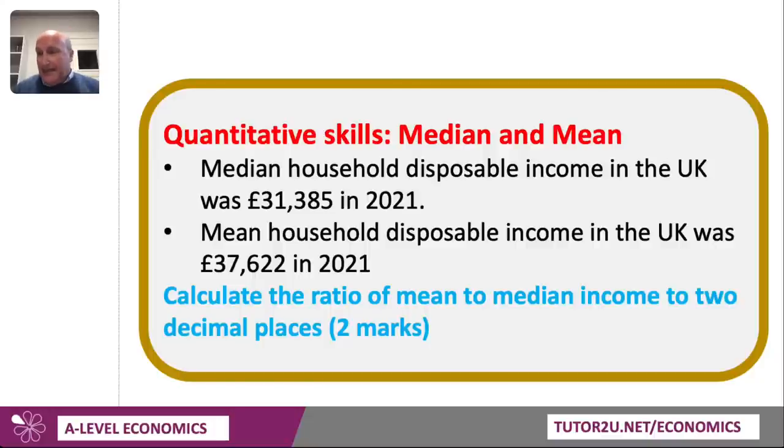Interesting, this one. Big gap between mean and median in the UK. Disposable income, of course, is income after direct taxes and welfare benefits.